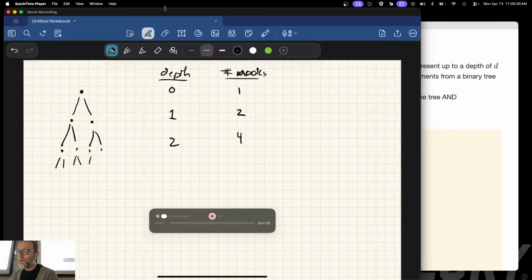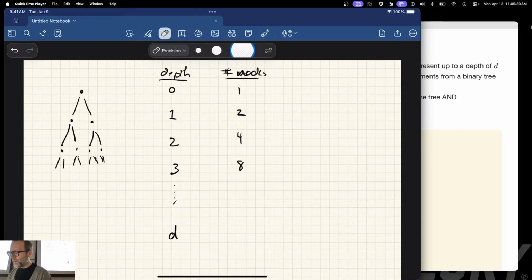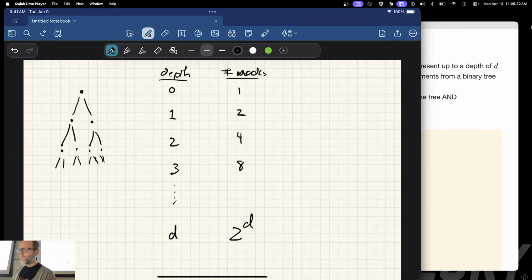How many nodes will be in the next depth? 8. Right? And I said that it was full up until you get down to some terminus. It's not an infinite tree, right? You get down to depth D here. Tell me, how many nodes are going to be at that depth following this pattern here? 2 to the D, right? 2 to the D. Okay?